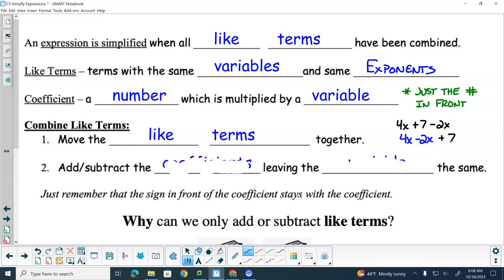So we switch the order around. We put all of our like terms right next to one another. Okay? Then what we do is we add and subtract the coefficients, but we leave the variable the same. Okay, so we're going to add and subtract the coefficients and leave the variables the same.